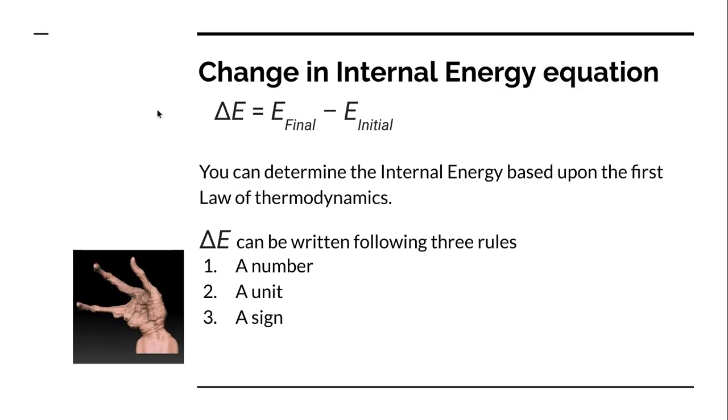All right, change in internal energy equation. There's a few different ways you could solve for it, but this is the one we're going to look at first. It's internal energy final minus internal energy initial gives us the change in internal energy. And once you get that change in internal energy, you have to write it following three different rules. One, it has to contain a number. This could be 1, 2, or 3. Two, a unit. This could be like joules or kilojoules. And three, a sign, either positive or negative. If your change in internal energy is missing one of these, it is wrong.